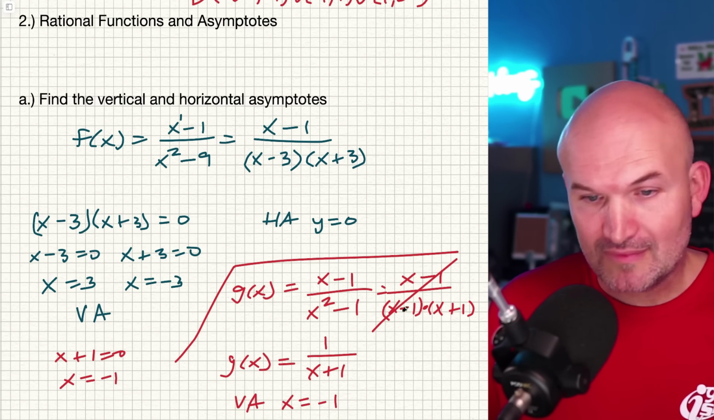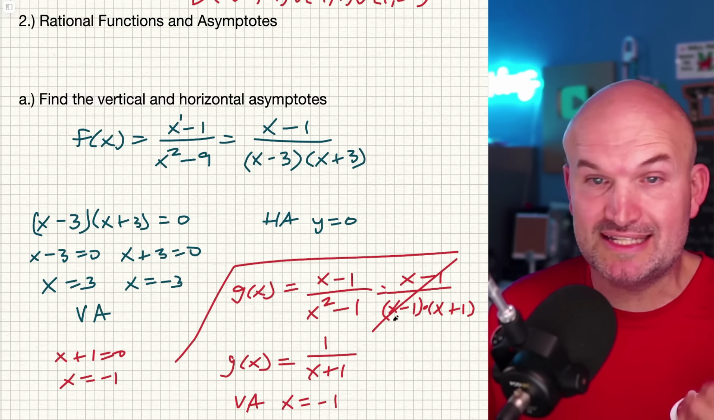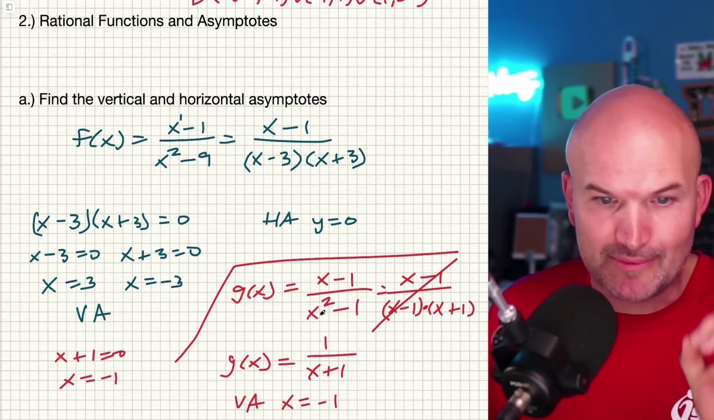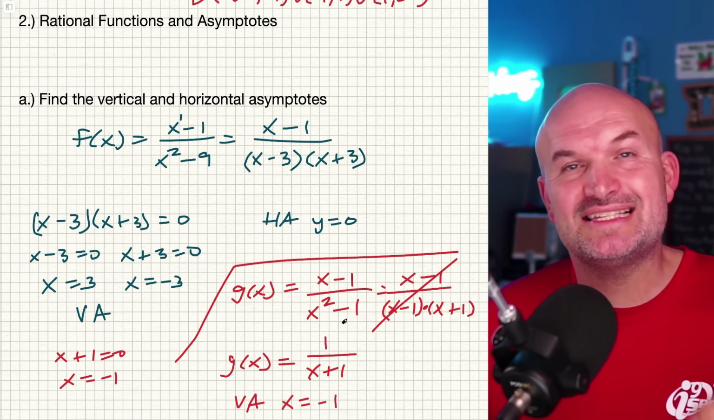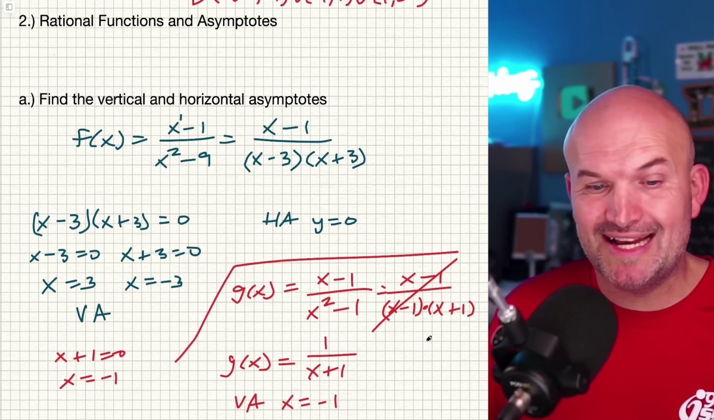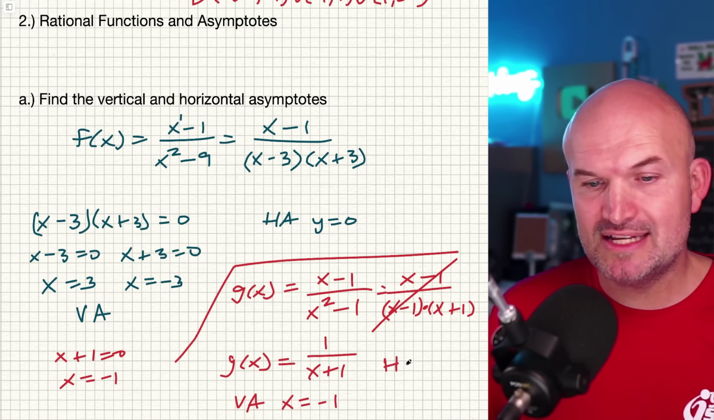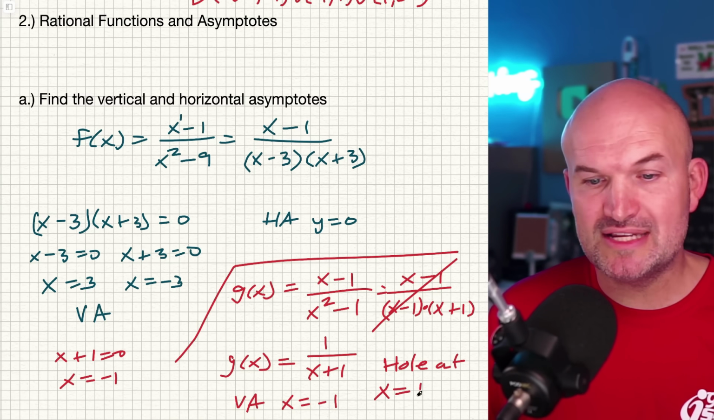However, when x equals 1, that is still a discontinuity. That still makes your denominator 0 because 1 squared minus 1 is still 0. However, it gets simplified out. So that is what we call a removable discontinuity, which again is going to be a hole. So I'll say I have a hole at x equals positive 1.